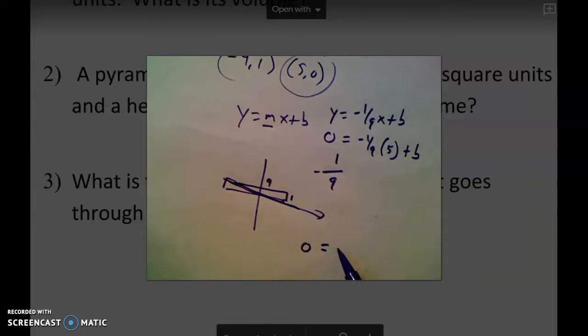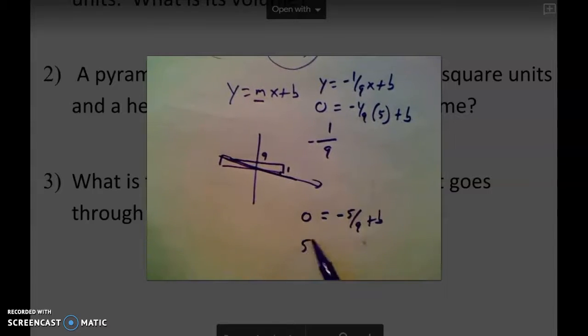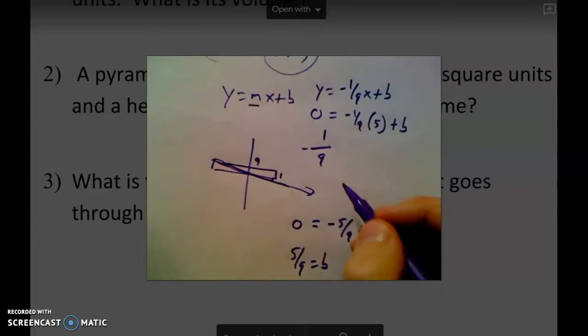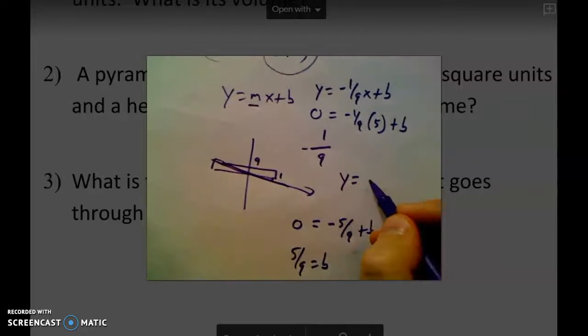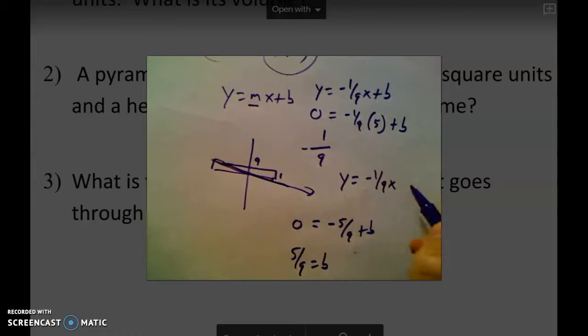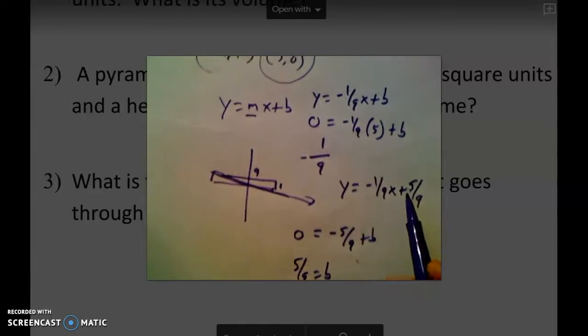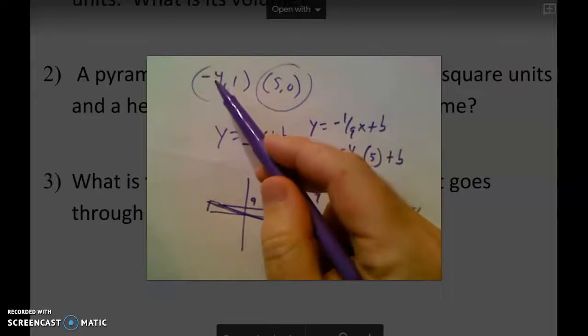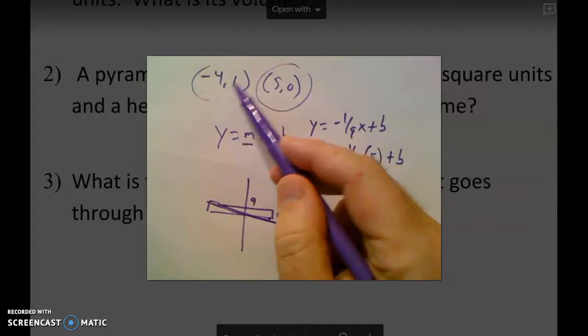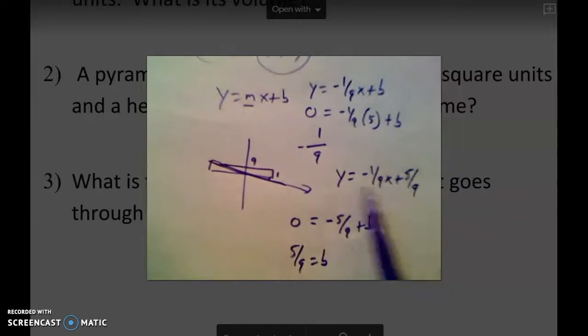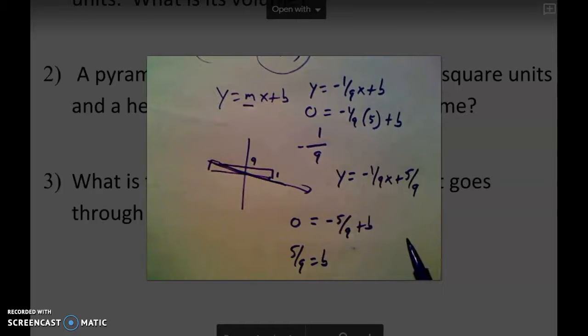0 equals -5/9 plus b. Add 5/9 to both sides. I just found my y-intercept. So my final equation is y equals -1/9 x plus 5/9. To check to see if that's right, you could then throw in this coordinate, -4 for x and 1 for y, and see if it balances your equation.